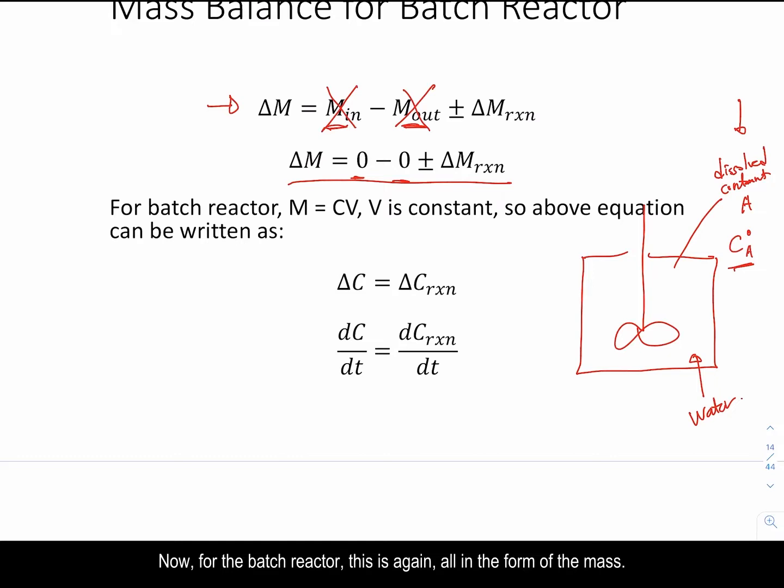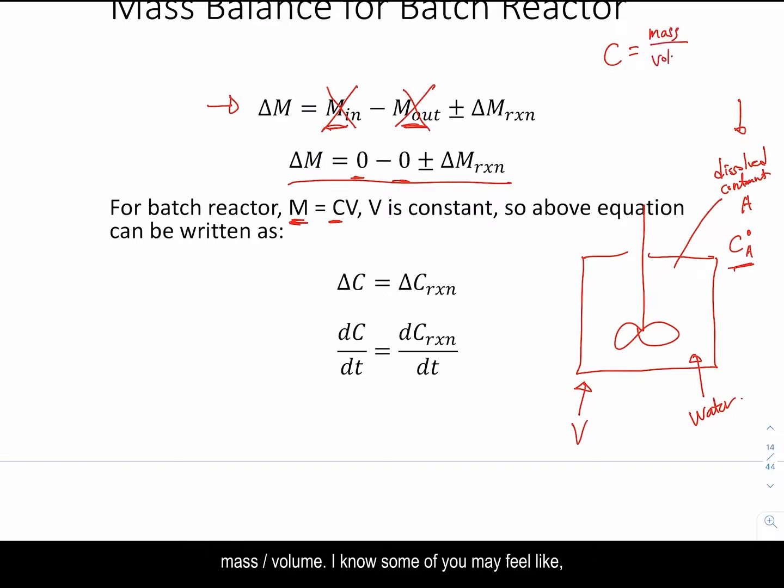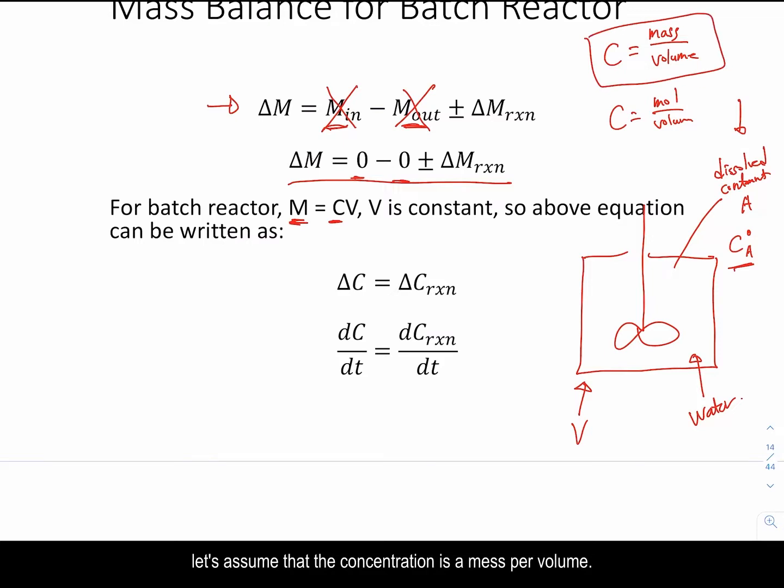And now for the batch reactor, this is again all in the form of the mass, right? And if you think about it, mass can be expressed as the concentration of that chemical A times the volume of the entire reactor, right? Because the concentration, the way we typically define it, is mass over volume. Now I know some of you may feel like, but don't we sometimes use mole per volume? And you're absolutely correct. For this one, let's assume that the concentration is mass per volume. Okay, so M equals CV, and V is constant. This will always be constant for that reactor.